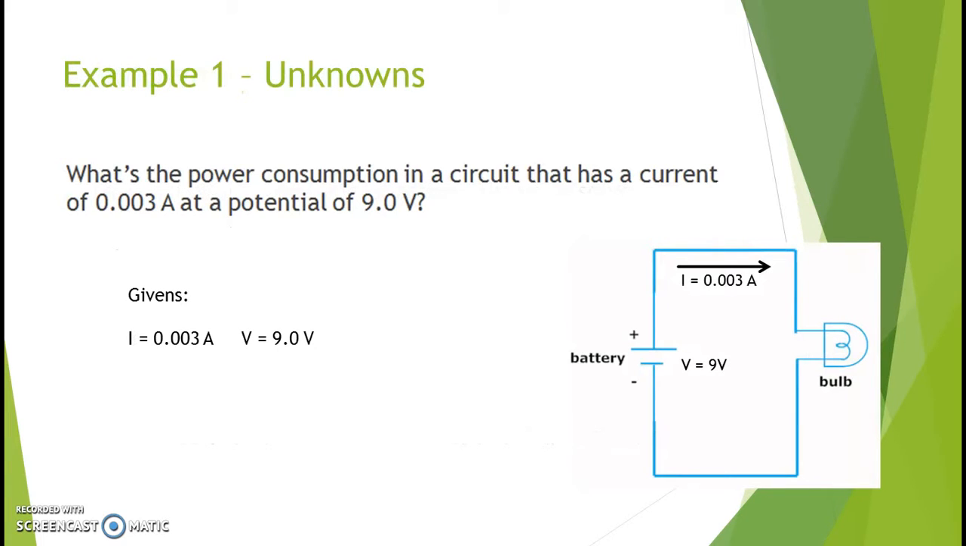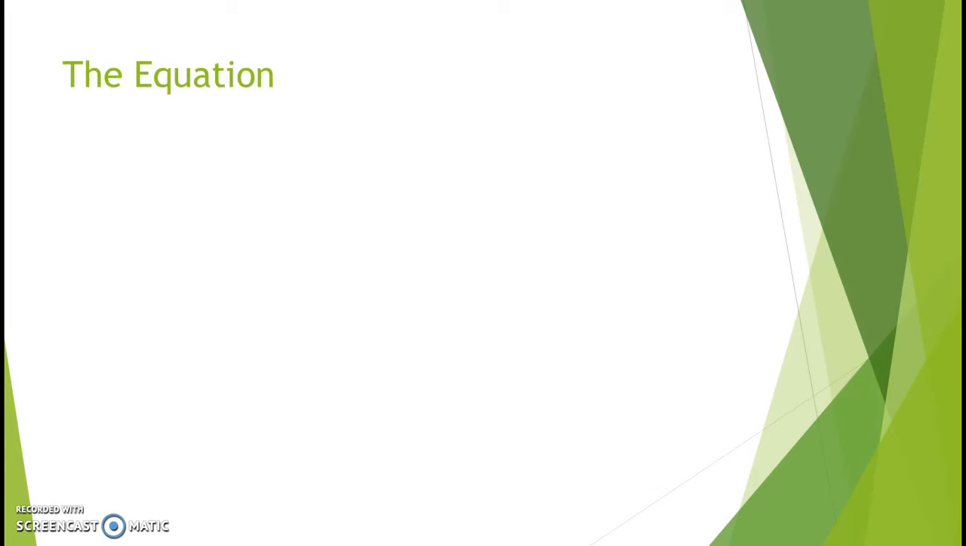Okay, back to our question at hand. We've identified our givens. The unknown, of course, is the power. So we can identify that from the word problem. The power consumption is the unknown, and all we have to do to get the half mark is just write P equals question mark. The unknown is the power. All right, half mark achieved.